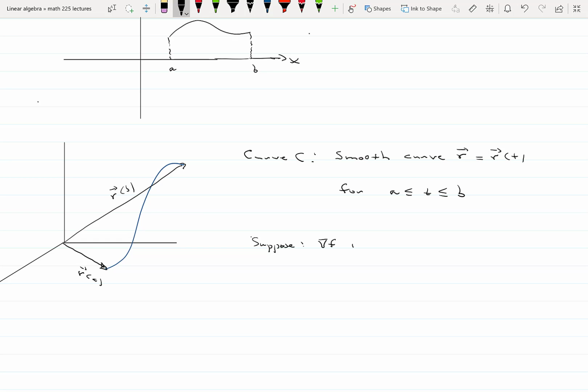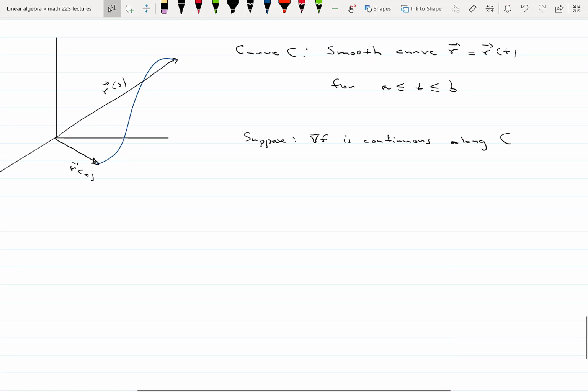Suppose f of t is continuous for points along the curve C. Okay, don't obsess too much about that. These are the fine details that if you're a math major, you'll be returning to this again when you study analysis, or maybe in a specific course in multivariable calculus. Okay, so here's the result. Here's the fundamental theorem.